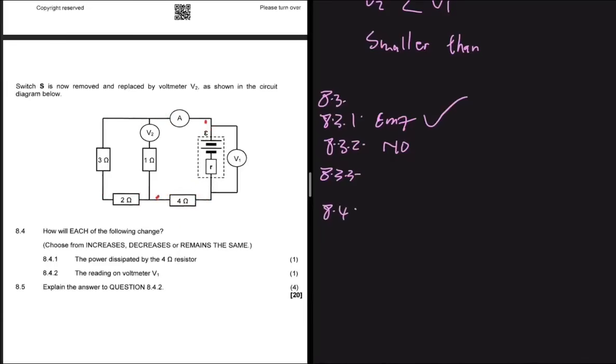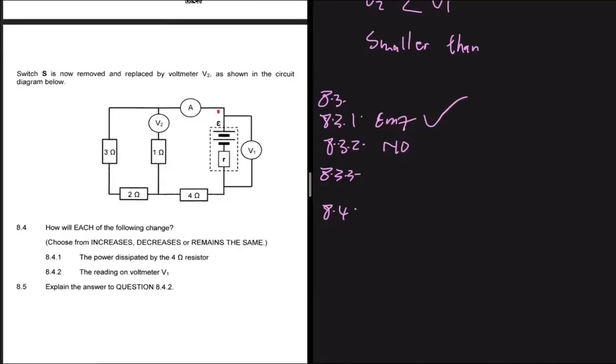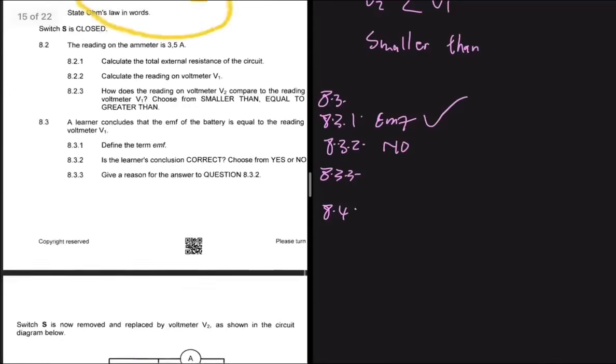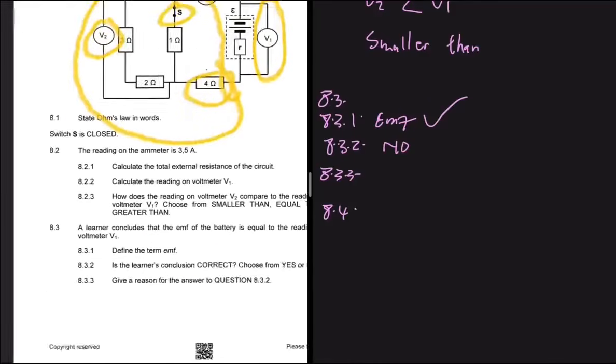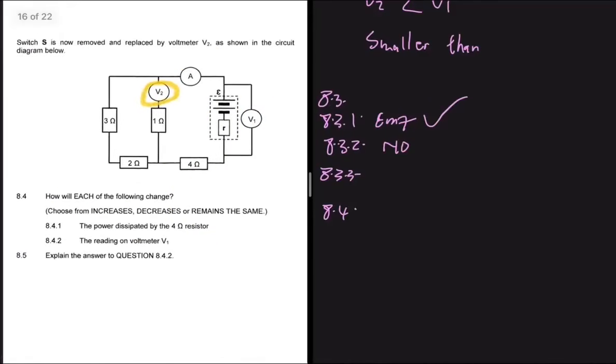8.4 is saying switch S is now removed and replaced by voltmeter V2, as shown in the diagram below, right? So instead of switch S here, we have voltmeter V2. We had switch S here, right? But now we have voltmeter V2. How will each of the following change, right? So let's just analyze how the current will flow when we have a voltmeter there.